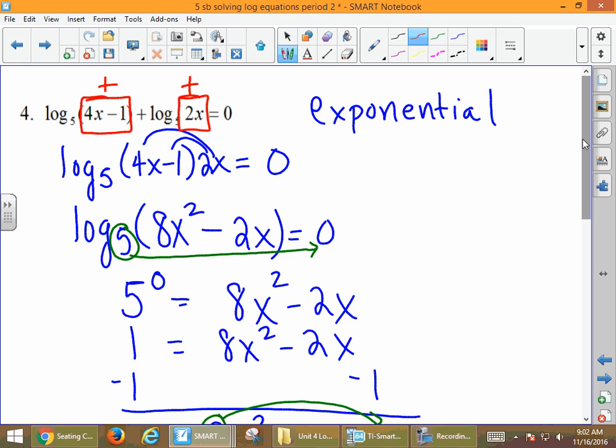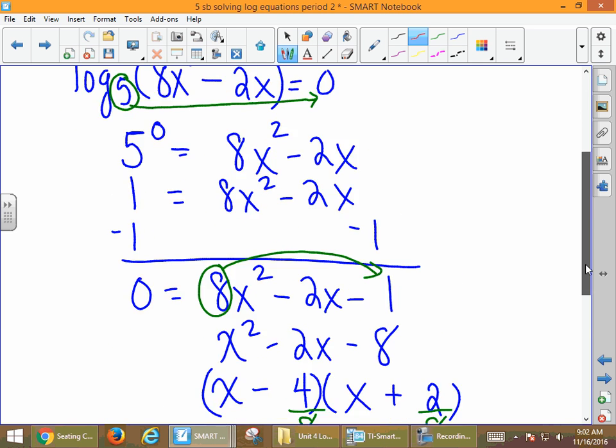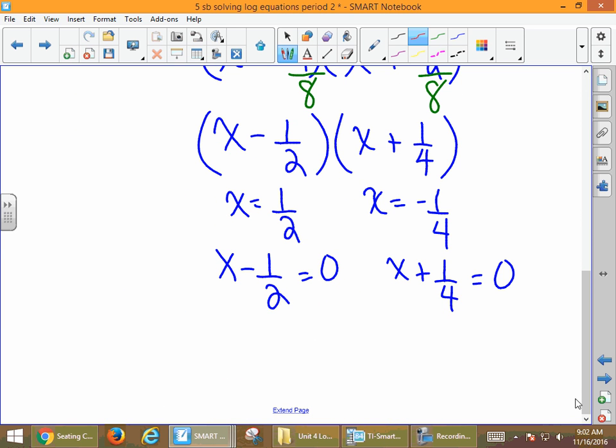If we try the negative 1/4, well, 4 times negative 1/4 is negative 1, minus 1 is negative 2, and there we see it. Negative 2, not positive. That means that x equals negative 1/4 is extraneous.